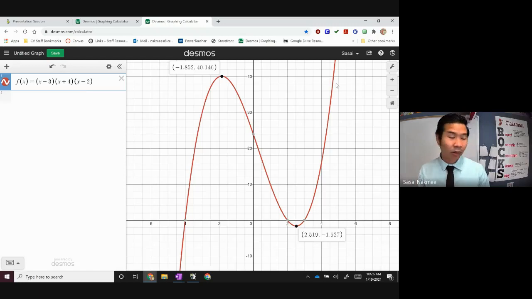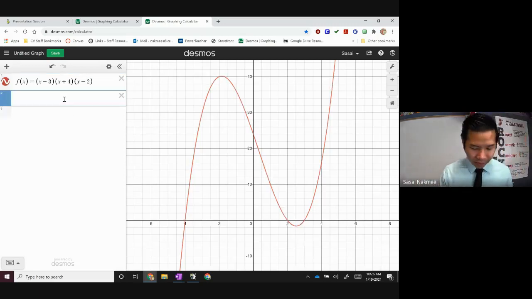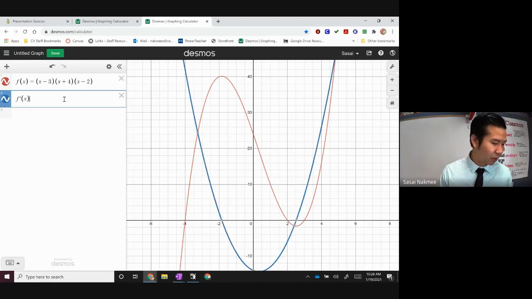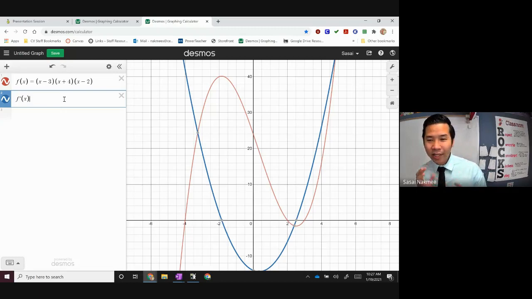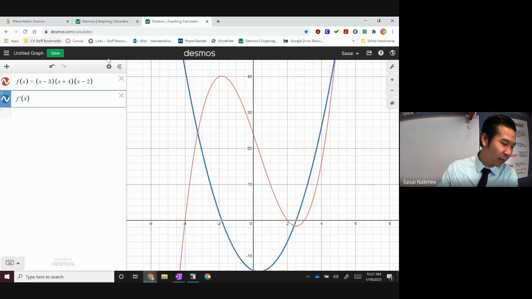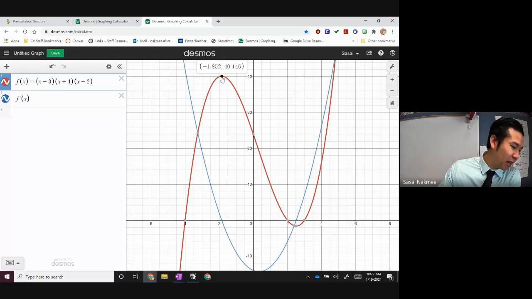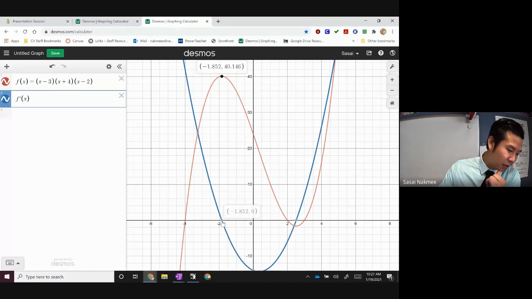Now, how can you do this without graphing it? Very simple. Let me show you. If you were to graph its derivative, there's a really neat thing that happens. Focus on this point right here, at -1.852. If you look at the derivative, look at where it crosses the x-axis. It crosses the x-axis at the same value as up here. That's because of Rolle's theorem. The derivative equaling 0 means that we have a flat tangent line up here.